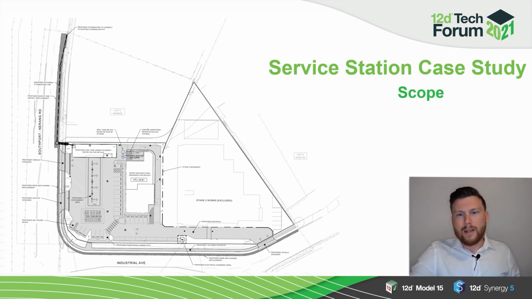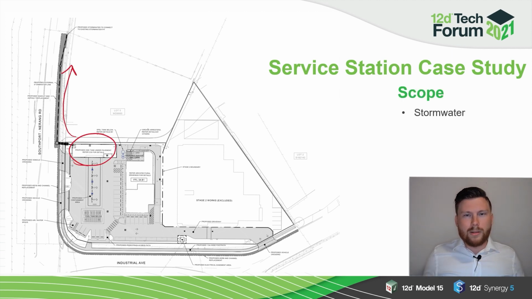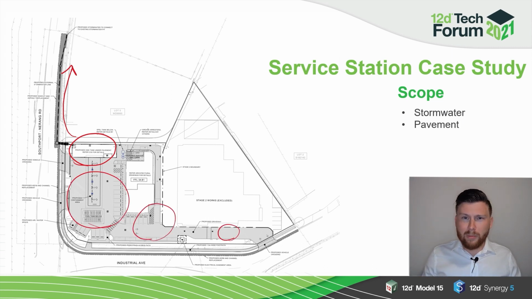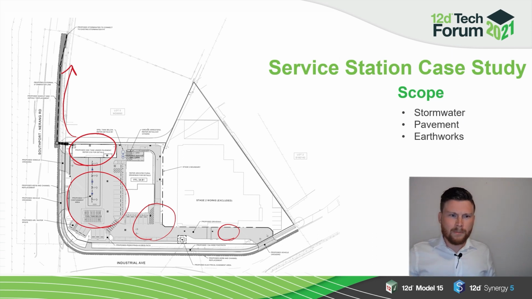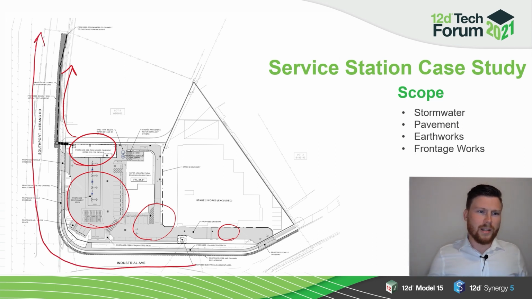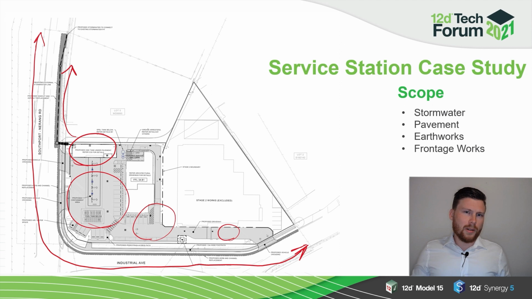The scope for us was to do the stormwater design. That included the OSD and the pipe out, as well as all the internal design aspects themselves, the pit and pipe system. There's obviously a lot of pavement in service station areas, so we had to look at the pavement design. There are the earthworks associated with all of that. And the last thing was the frontage works all around the site.